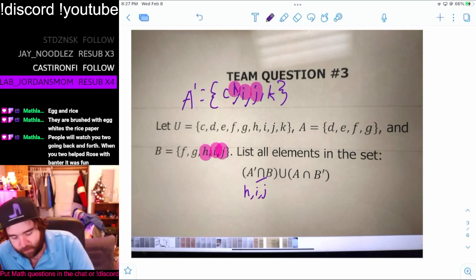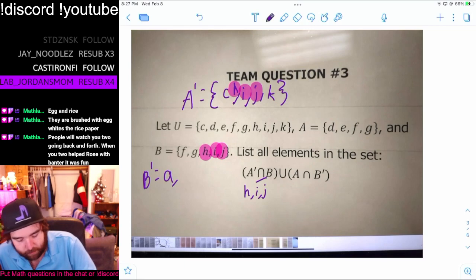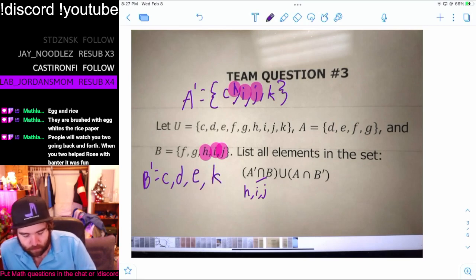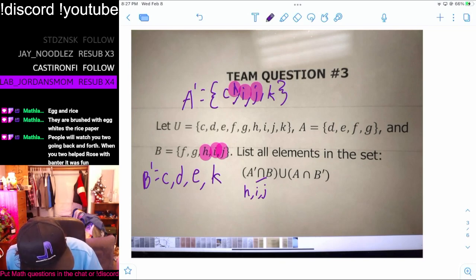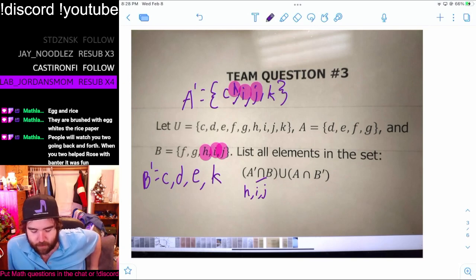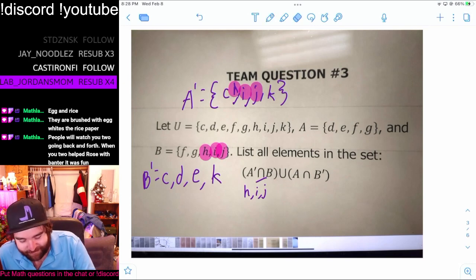And then what is not B? Not B is what's not in B. C, D, E, and K. Okay. Is that this one? No. You're good because you have 5 in there. Yeah. Okay. So that's your B. Your highlighter's a little pink. It's a little dark, so it's hard to see sometimes. But okay, you're good.